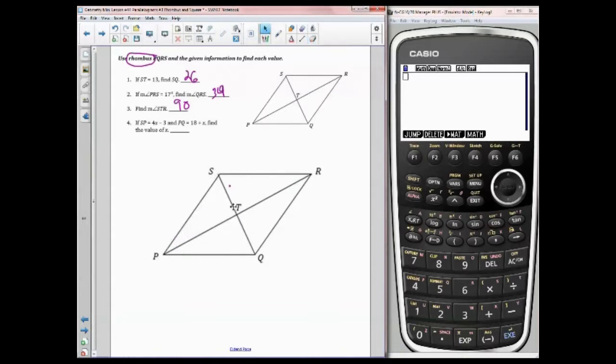So we got SP is 4x minus 3. And PQ, which is right here, is 18 plus x. Oh, that's a plus sign. Now, all sides are congruent, so we're just going to put 4x minus 3 is equal to 18 plus x. Subtract x on both sides, that gives us 3x, and then add 3, so we get 3x is equal to 21. X is equal to 7.